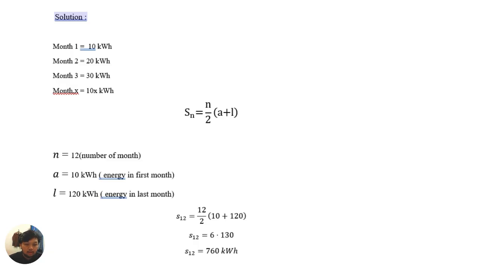So n is the number of months, which is 12. A, the energy in the first month, is 10 kilowatt hours. L, the energy in the last month, is 20 kilowatt hours. So we will substitute the values into the formula as S12 equals 12 divided by 2 multiplied by 10 plus 120. So the final answer we will get is 760 kilowatt hours.